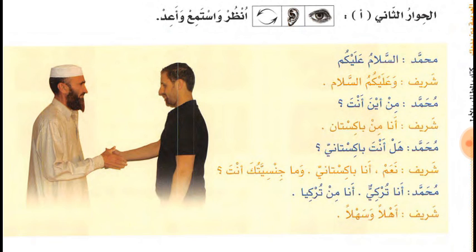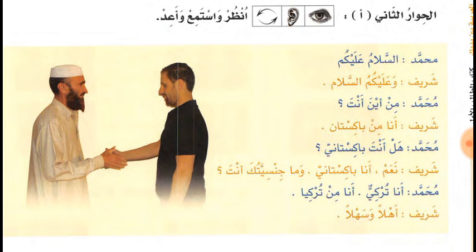Muhammad: Ana Turki. I am Turkish. Good. Ana min Turkiya. I'm from Turkey. Okay, good. So this means that Muhammad is also a native Turkish. Sharif: Ahlan wa sahlan. Welcome.